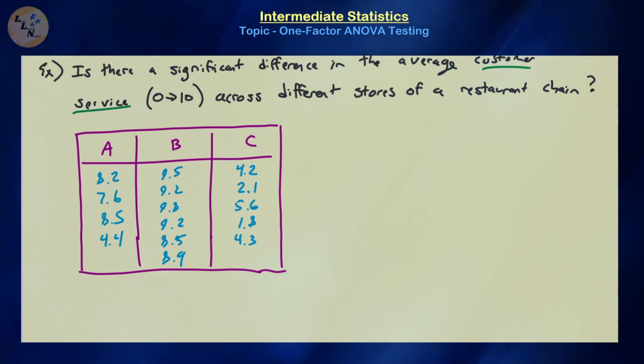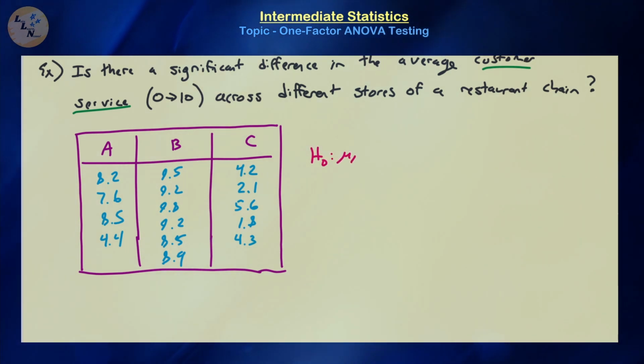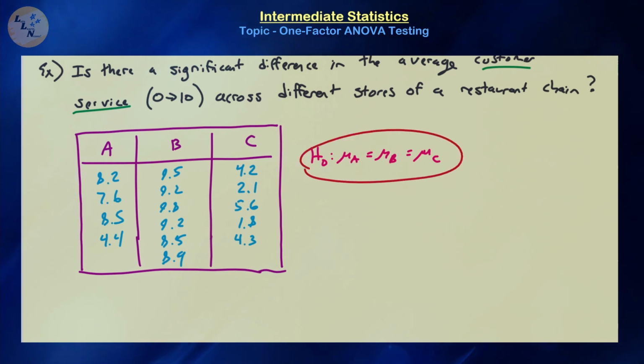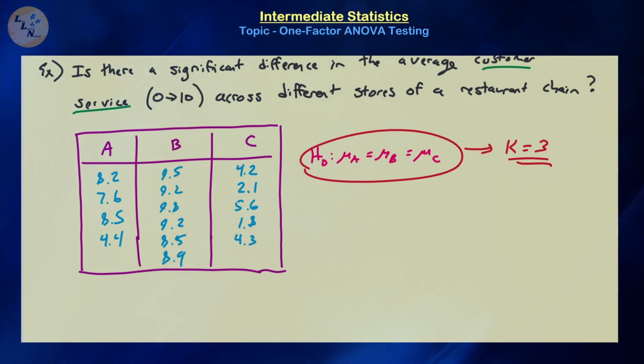In terms of this particular setup, we are testing the null hypothesis that the mean customer service for stores A, B, and C are all equal to each other. So we have K equal to 3 different categories. If we were to approach this from the linear regression perspective, that means we need to define K minus 1, or 2, dummy random variables for our model, where one of these stores, A, B, or C, would be our reference group. All right, so that's our basic setup.